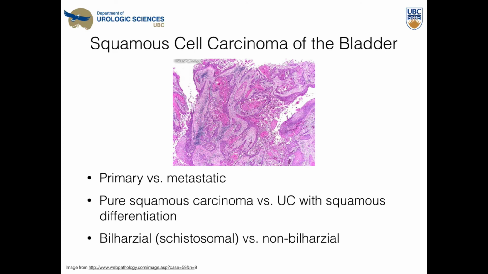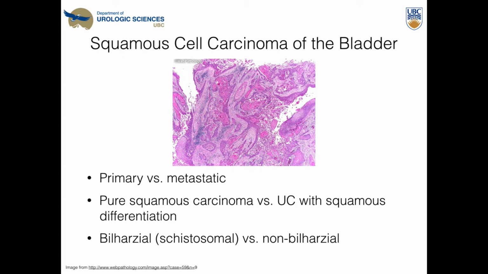So next we're going to move on to squamous. Squamous cell carcinoma of the bladder is characterized on histology by keratin. And that's what I remember from medical path. There's keratin deposits, which you don't usually find in the bladder.